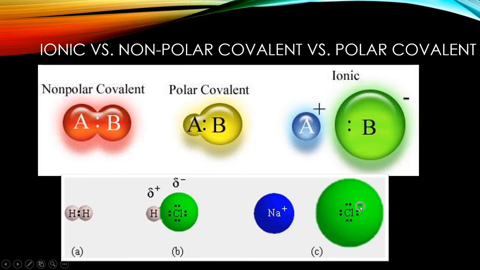And that means that chlorine gets the full negative charge, not the partial negative, a full negative charge. Sodium gets a full positive charge, not a partial charge. And they stick to each other because they have such opposite charges of positive and negative. So they attract.